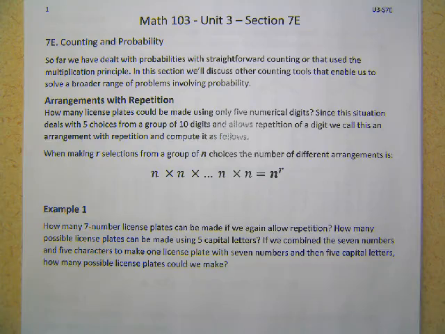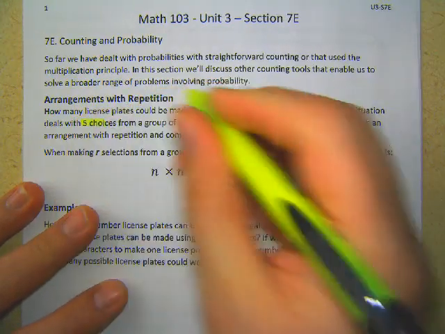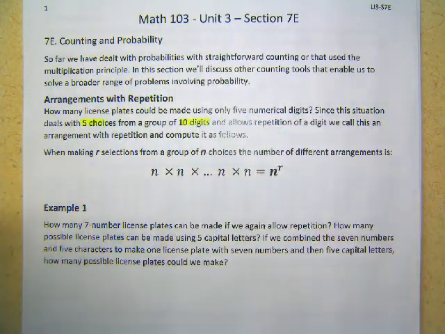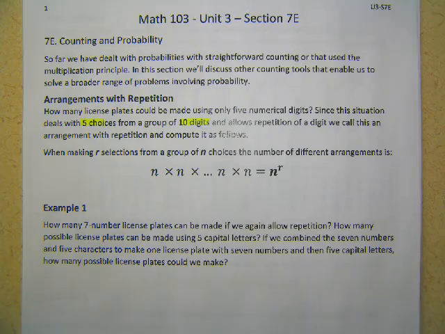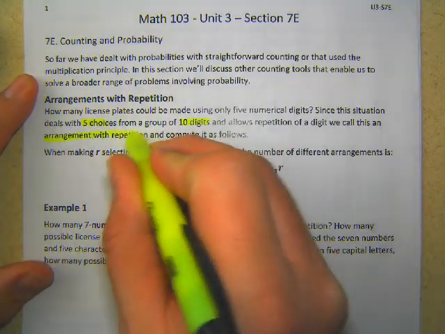So suppose you want to make a license plate, and you're only using 5 numerical digits, so 0 through 9. Since it deals with 5 choices from a group of 10 digits, we're looking at 5 choices, and we have 10 digits to choose from, 0 through 9, so 10 choices. And we're allowed repetition. When you make a license plate, you can go again. We call this an arrangement with repetition, and it's calculated as follows.